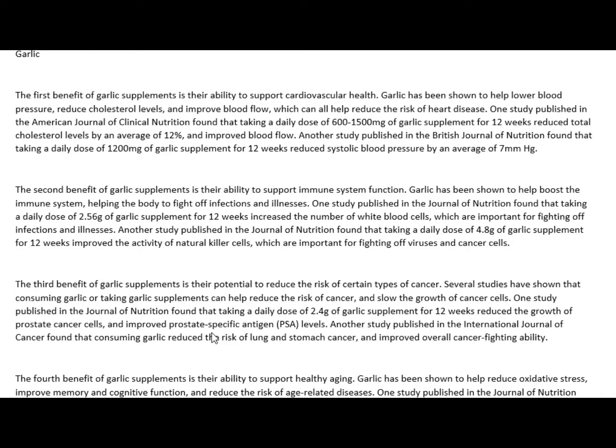Which are important for fighting off infections and illnesses. Another study published in the Journal of Nutrition found that taking a daily dose of 4.8 grams of garlic supplement for 12 weeks improved the activity of natural killer cells, which are important for fighting off viruses and cancer cells.